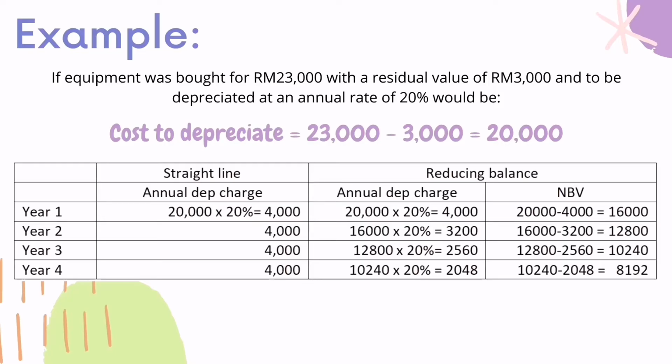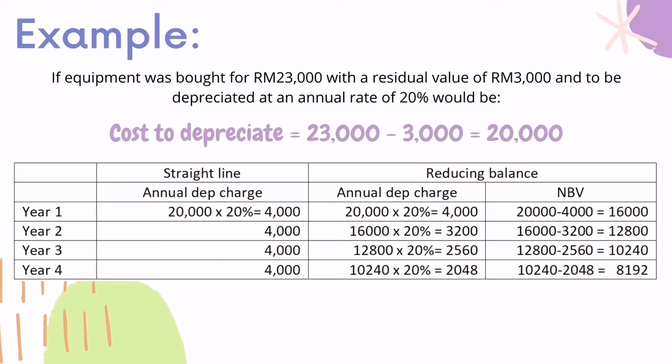Alright, let's look into an example. If equipment was bought for 23,000 ringgit with a residual value of 3,000 and to be depreciated at an annual rate of 20%. First, we have to find out the cost to depreciate. So in this case, it will be 23,000 minus 3,000, the residual value, and you will get 20,000. This means that we will only depreciate the 20,000 of the asset.